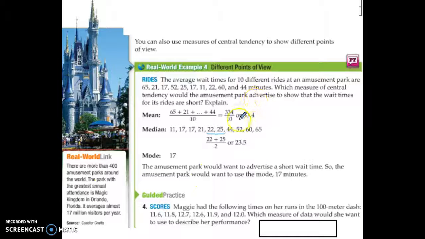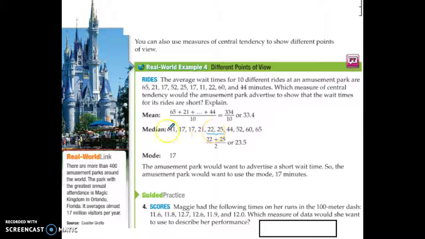There's an amusement park that wants to advertise their short wait times for rides, and no one wants to go to an amusement park with long waits. So they want to know which central tendency gives them the shortest wait times to advertise. So they want to advertise the short wait times. Which one do they want to use? Well, if you do the mean, add up all the wait times and divide by 10, because there are 10 rides, you get 33.4.